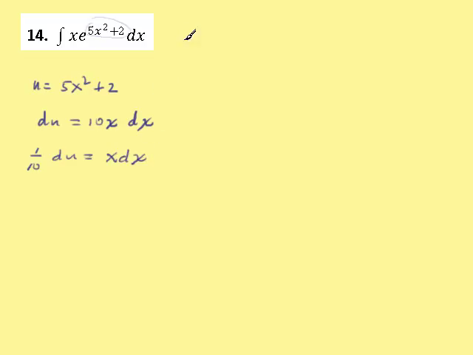All right, let's integrate this now. Let's do the substitution. So for x dx, we're putting 1/10 du, and we have e to the u. All right, so this is integrate, and we get 1/10 e to the u plus c, because the derivative of e to the u is e to the u. All right, and just substitute back.